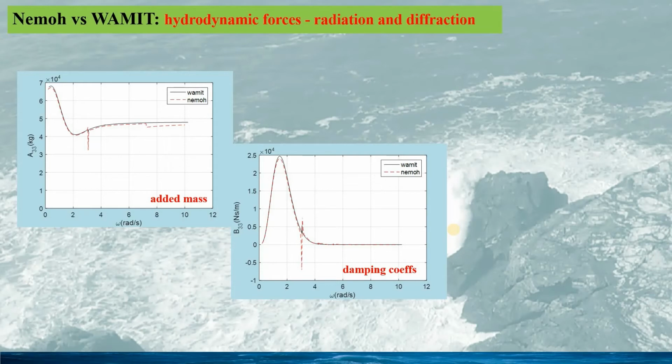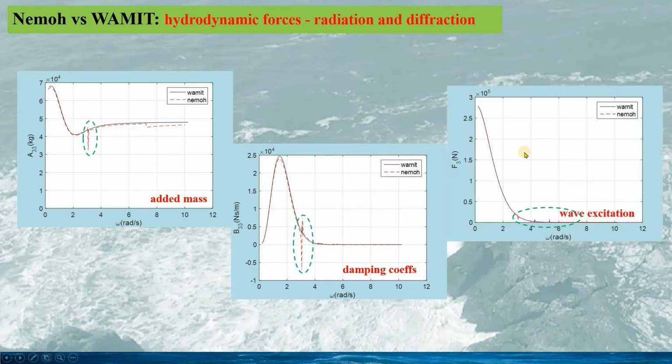Here, we show the comparison of the hydrodynamic forces using WAMIT and Nemoh. For the radiation problem, the forces would be given in terms of added mass and the radiation damping coefficient, and for the diffraction problem, the wave excitation. In the comparison, we can see for this example, Nemoh and WAMIT gave very close results. Only some small differences can be seen.